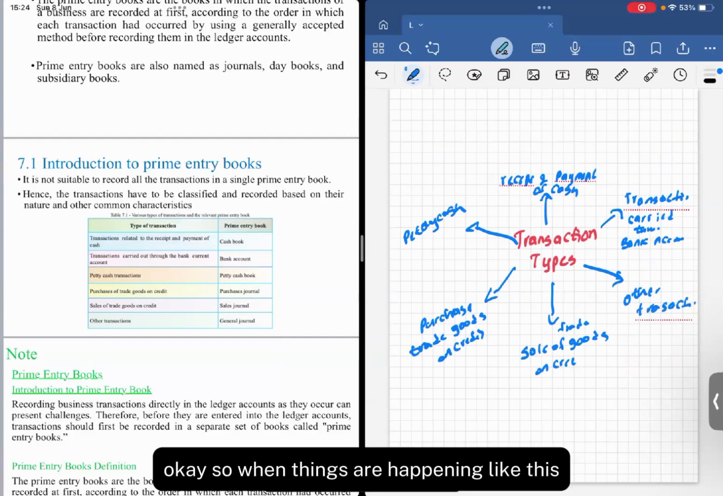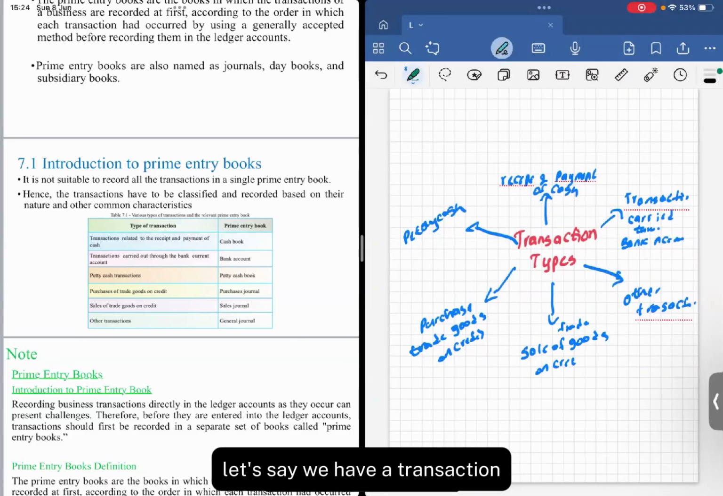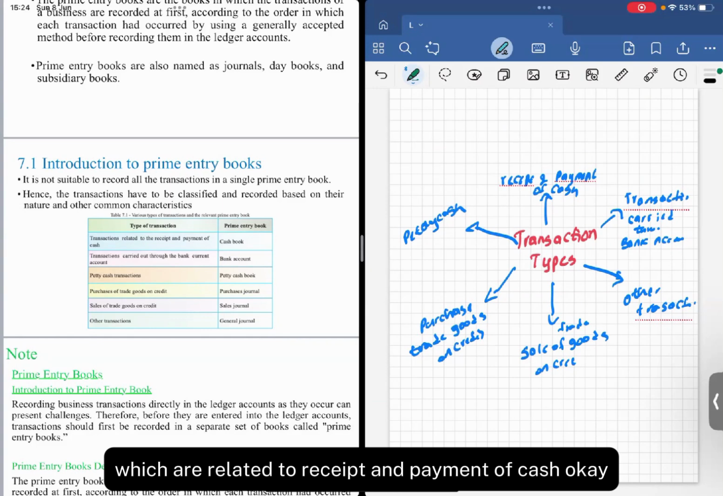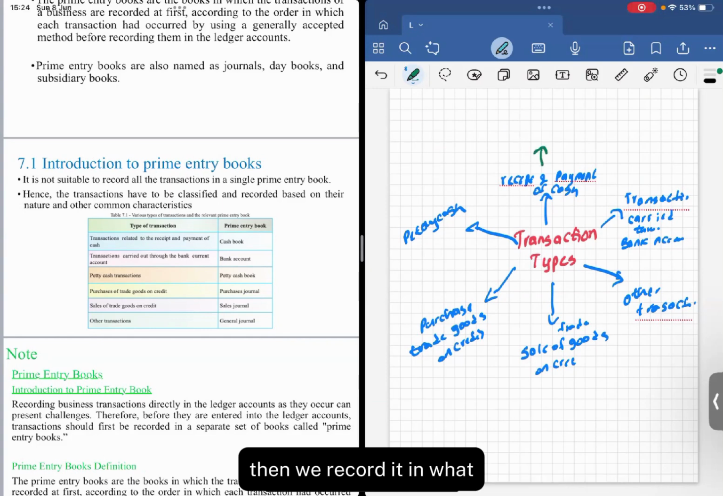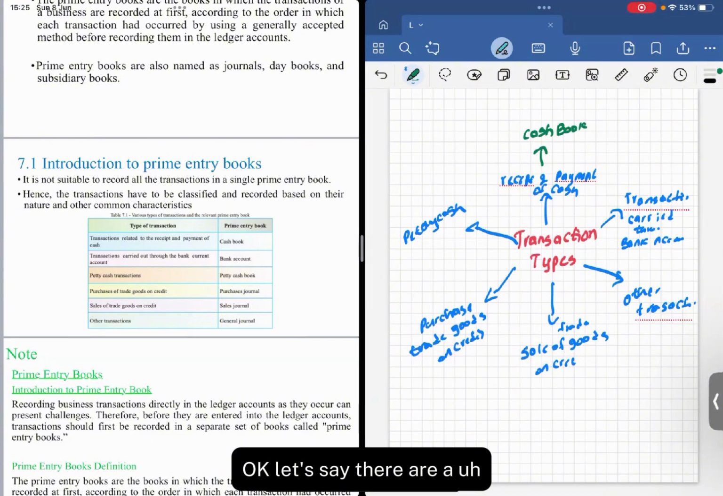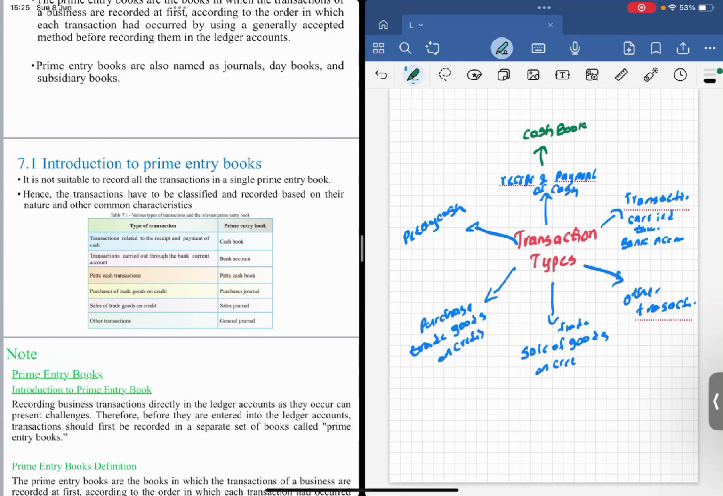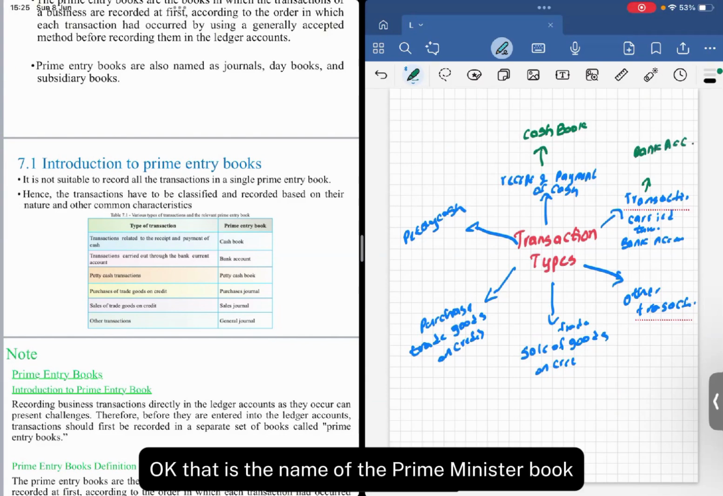Okay, so when things are happening like this, what we do is we record them in different prime entry books. Let's say we have a transaction or we have a bulk of transactions which are related to receipt and payment of cash. Okay, then we record it in what? Cash book. Okay, let's say there are a bulk of transactions that are carried out through the bank account. We record them in bank account. Okay, that is the name of the prime entry book. Name of the prime entry book is bank account.